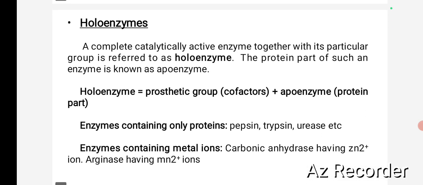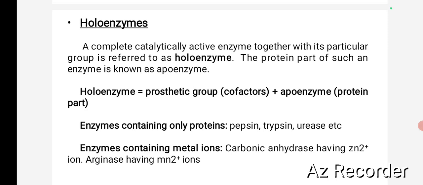Next, move on to holoenzyme. Holoenzyme means the combined form of apoenzyme and also coenzyme. A complete catalytically active enzyme together with its prosthetic group is referred to as a holoenzyme. The protein part of such an enzyme is known as the apoenzyme.